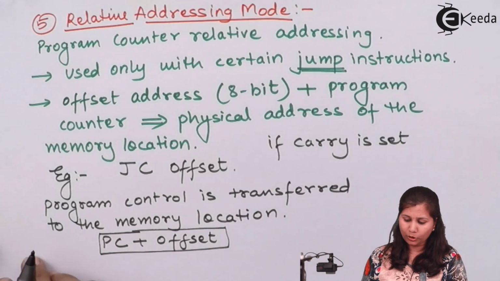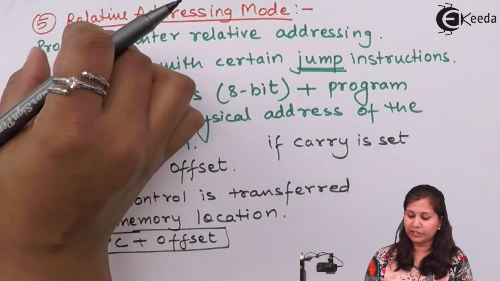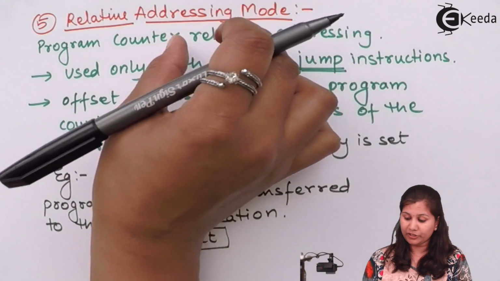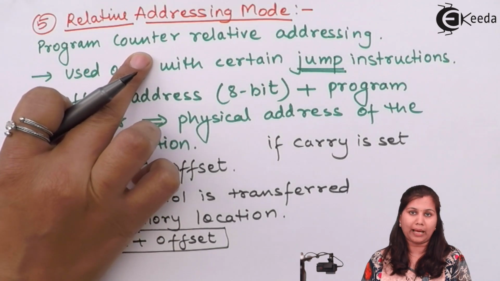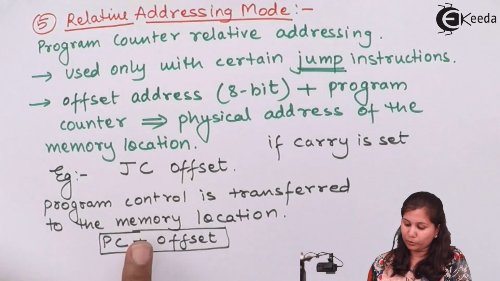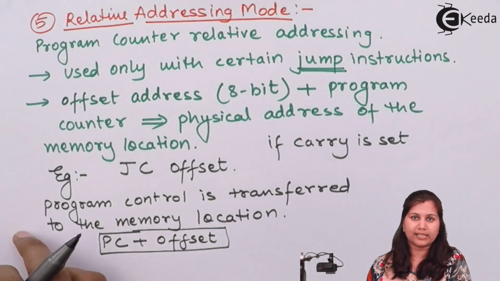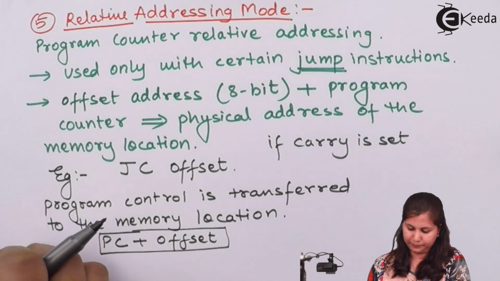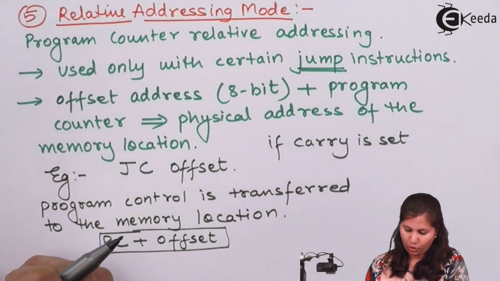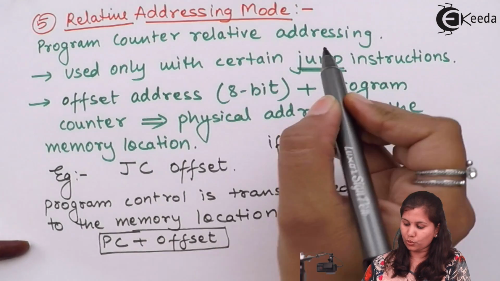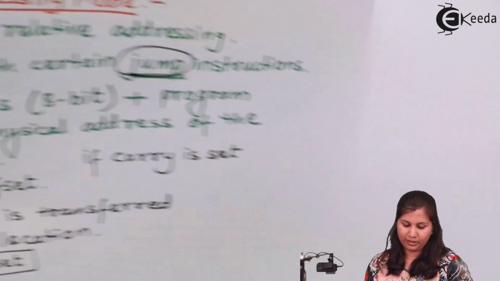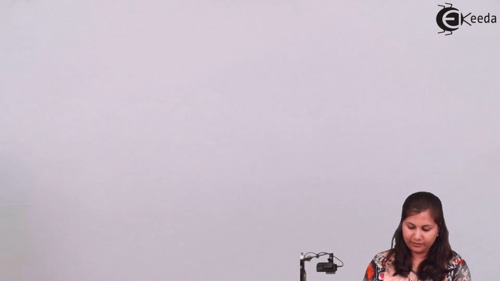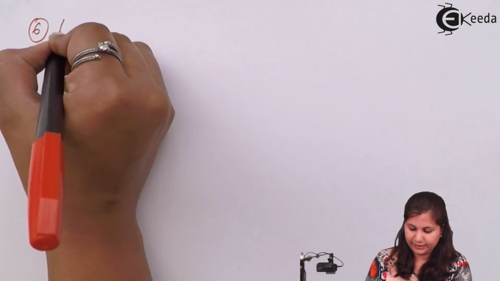Okay. So this type of addressing is called the relative addressing mode, in which the relative address is obtained with respect to the program counter. So contents of the program counter are used in this addressing mode. Also remember that it is used only with certain jump instructions. Okay. Next type of addressing we have is the absolute addressing.